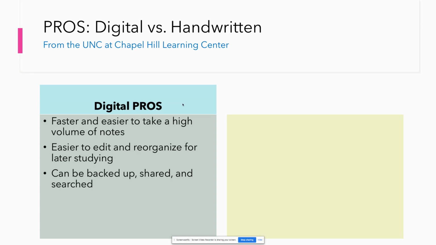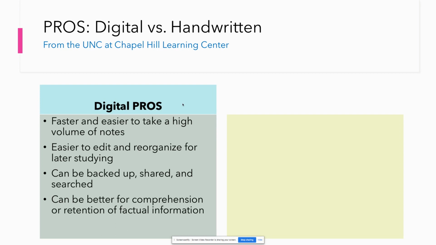So if you do Command F or Control F and then type in the words that you're looking for, it'll highlight all the times you use those words. And then they claim that digital note-taking is better for retention of factual information. So like data, dates, anything with numbers, anything like super specific statistics, digital seems to be better for that.